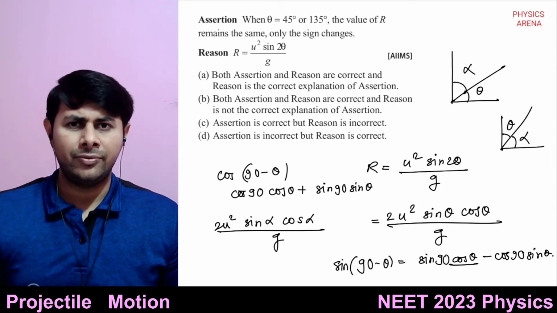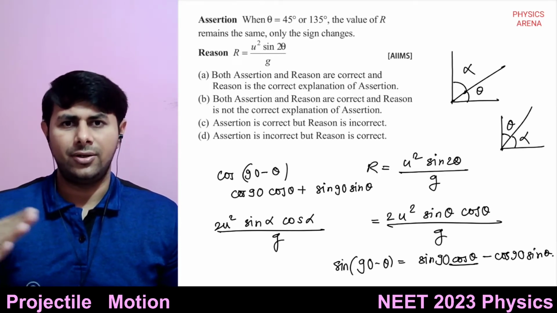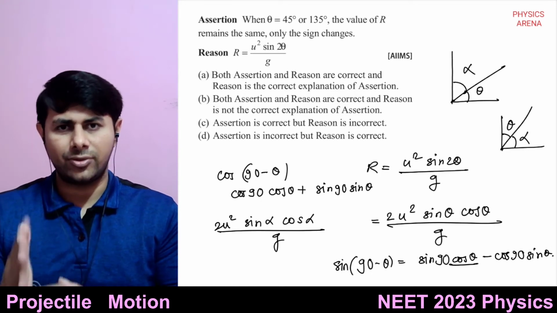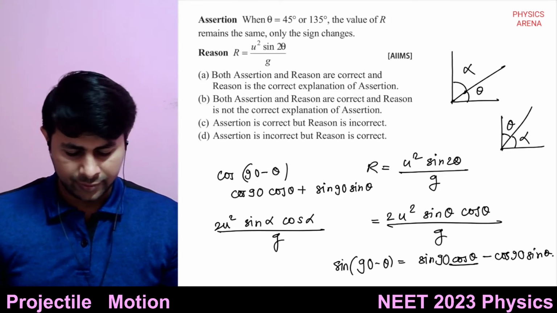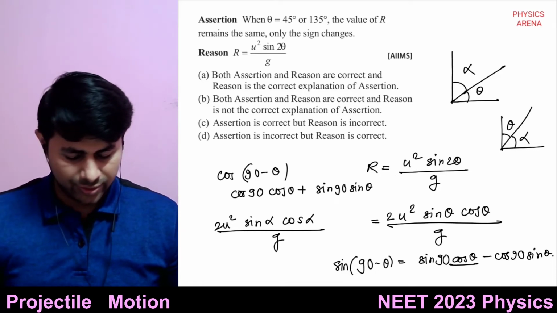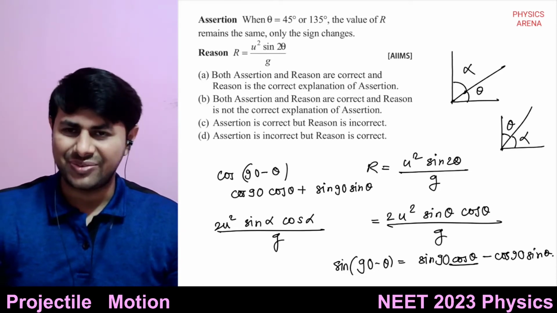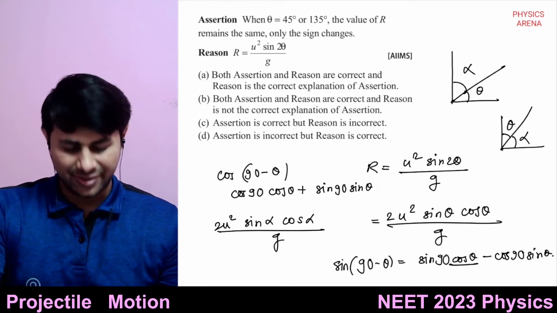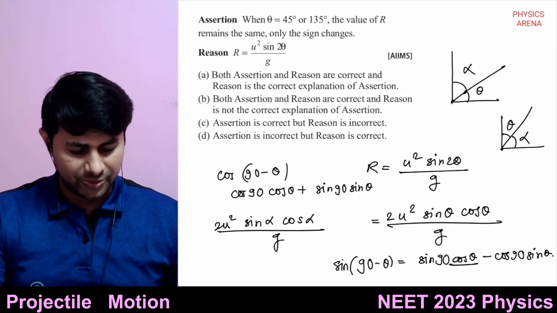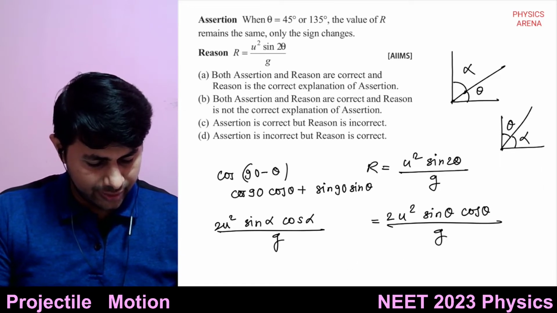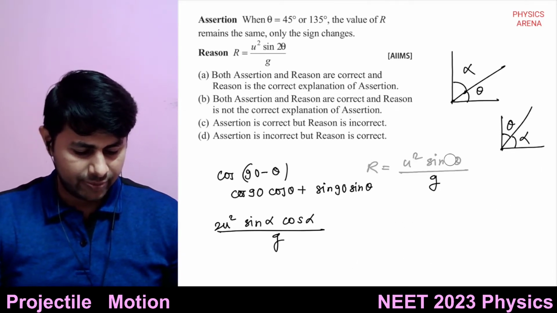A projectile which is thrown at theta with horizontal, or which is thrown at 90 minus theta with horizontal, will have the same range. Okay, this is clear. Yes, sir. Okay, so please add this point to your notes for quick answers.